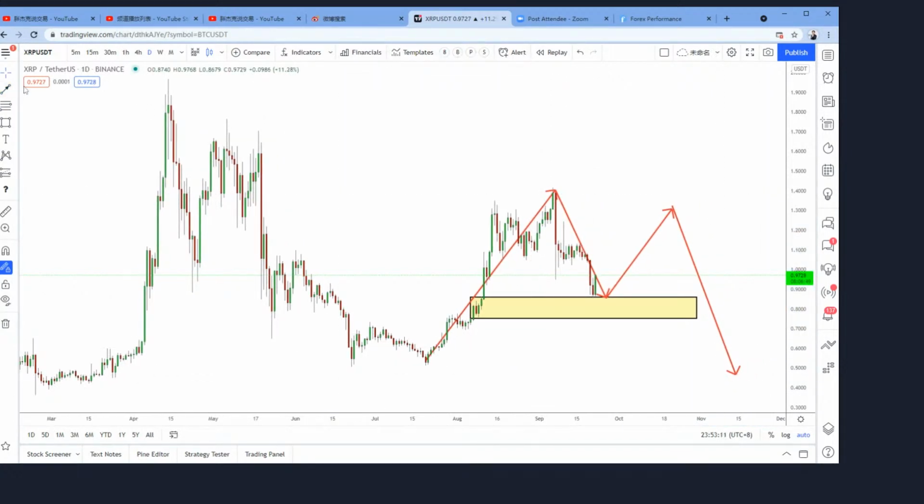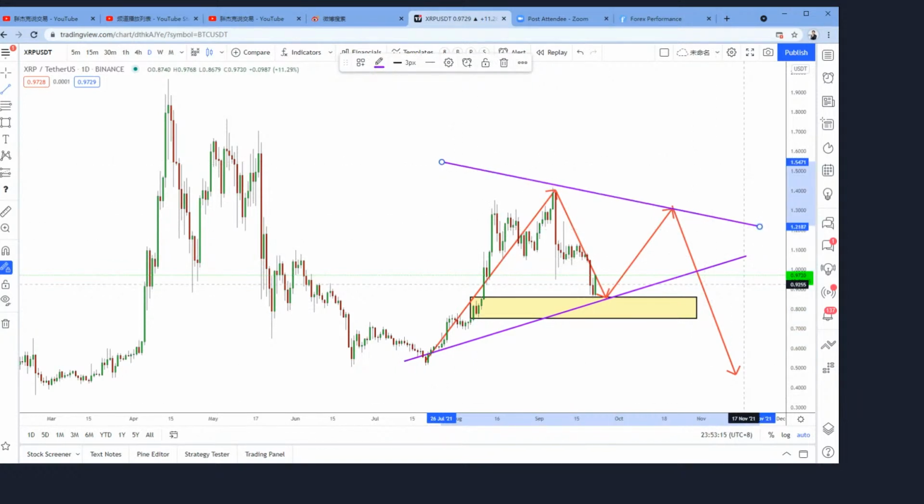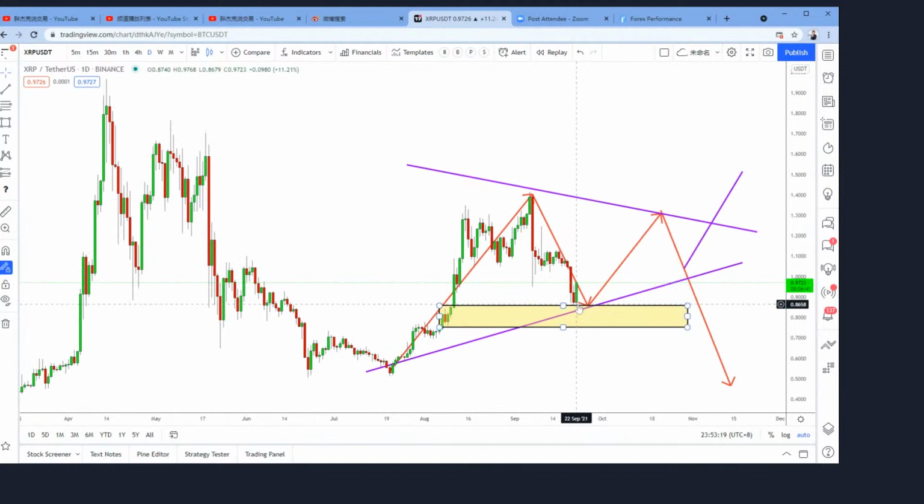It will become something like a triangle later on, and then you wait for another breakout or breakdown. So Ripple is okay to buy. 0.80 is very good support. The price may go back to 1.2 or 1.3. But watch for this: the second rally may not break a new high.